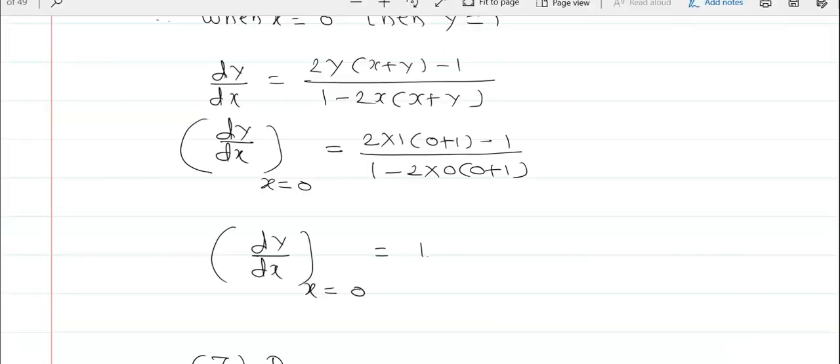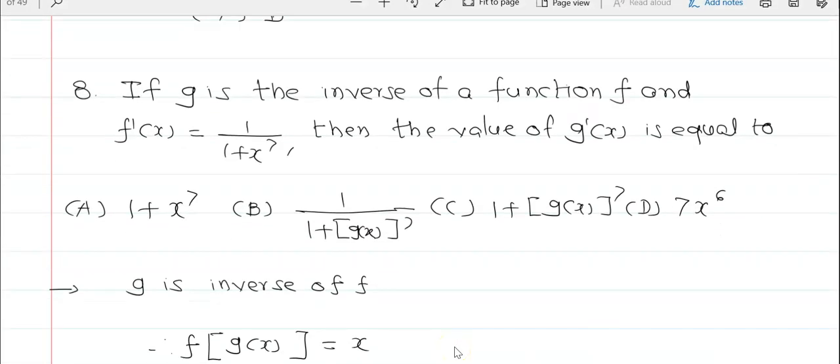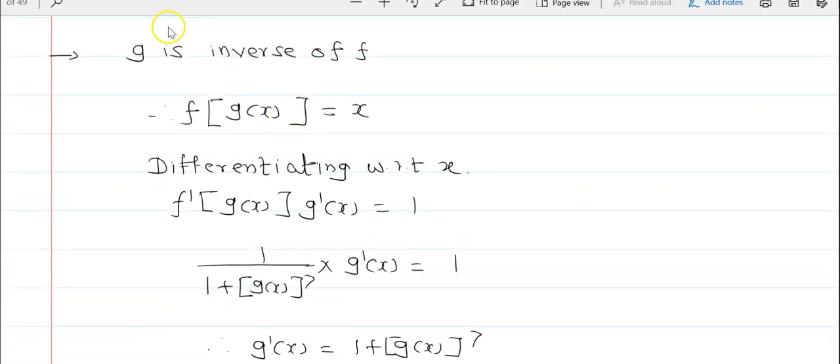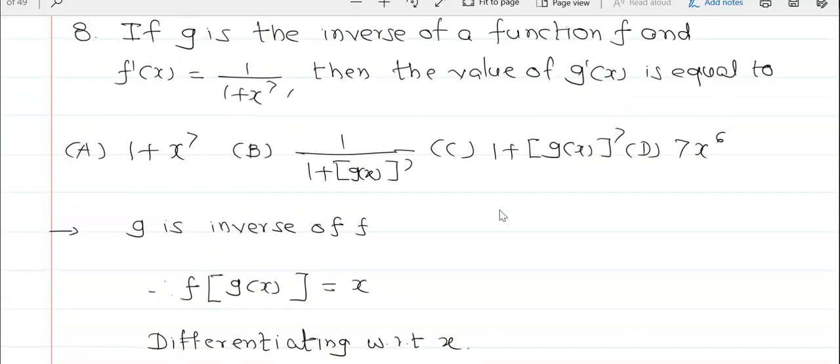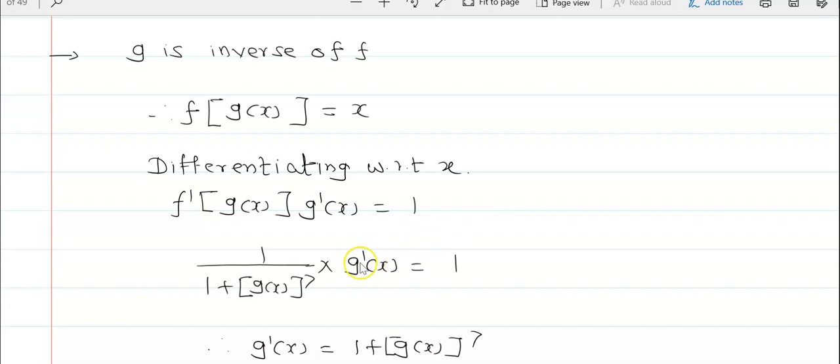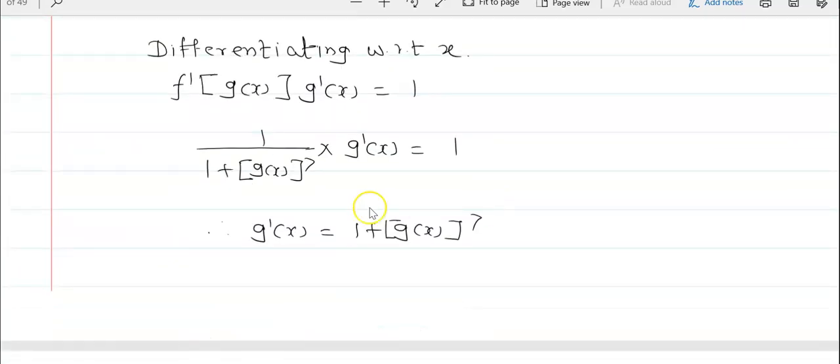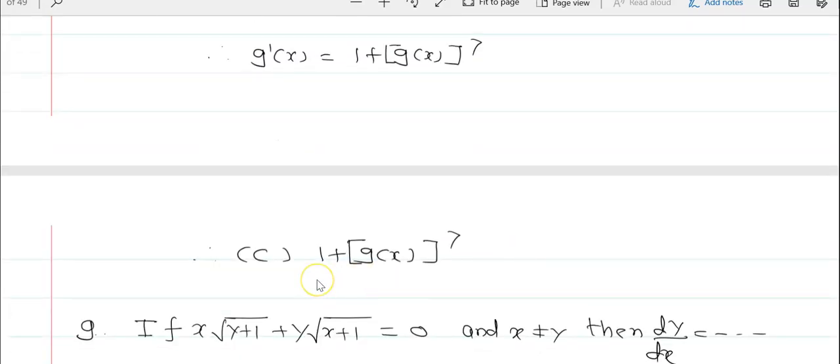See this here. We have been given this. This is g is the inverse of f. f of g of x is equal to x. Differentiate. f dash of g of x into g dash of x is equal to 1. But what is f dash of g of x? f dash of x is 1 upon (1 plus g of x) raised to 7. This is f dash into g dash of x is equal to 1. Therefore, g dash of x is equal to (1 plus g of x) raised to 7. And hence option C is the correct one.